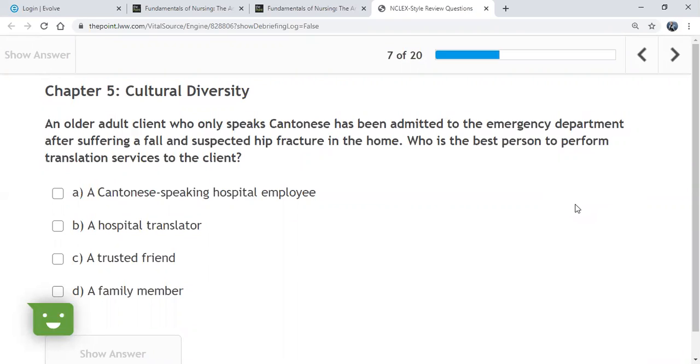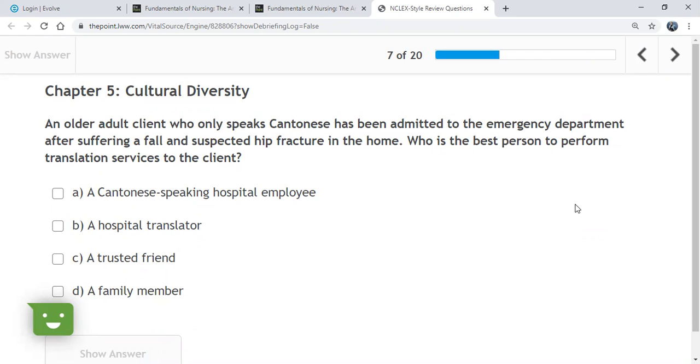An older client who only speaks Cantonese has been admitted to the emergency department after suffering a fall and a suspected hip fracture in the home. Who is the best person to perform translation services to the client? I think it's B. B as in boy. A hospital translator. And when are we going to get that translator?